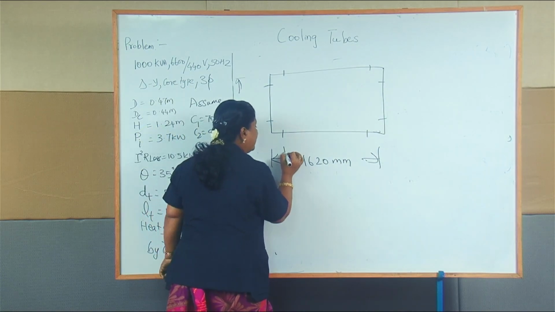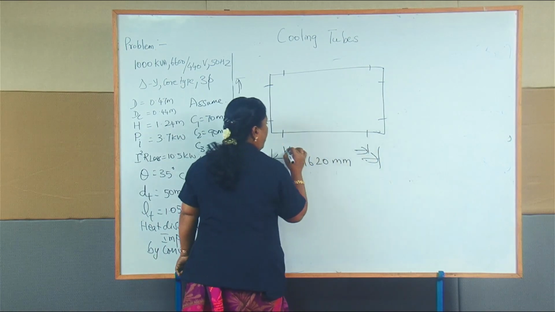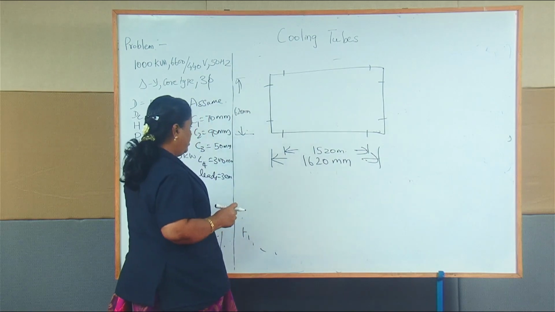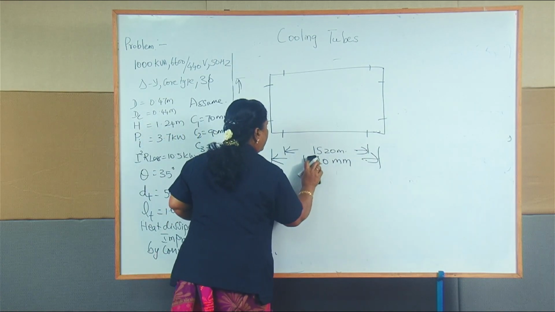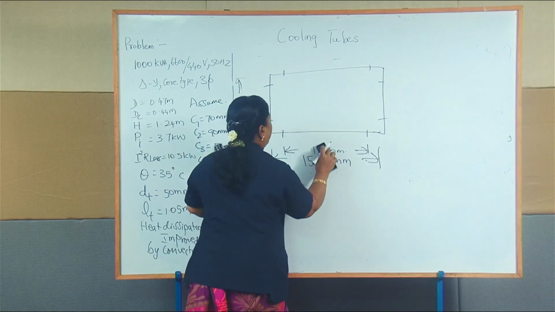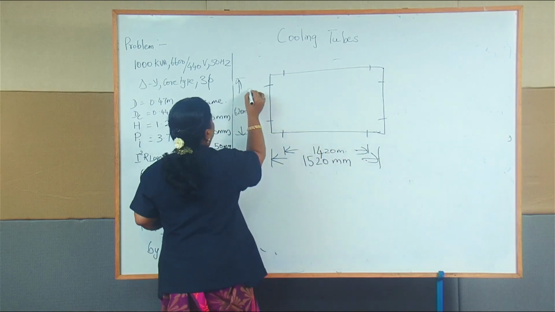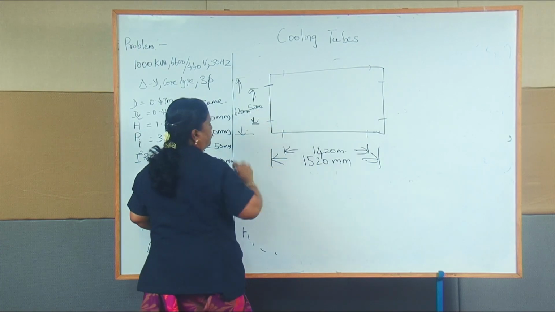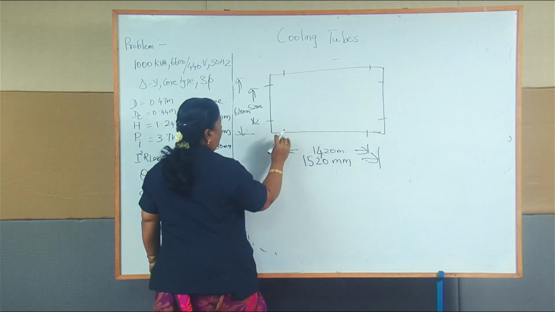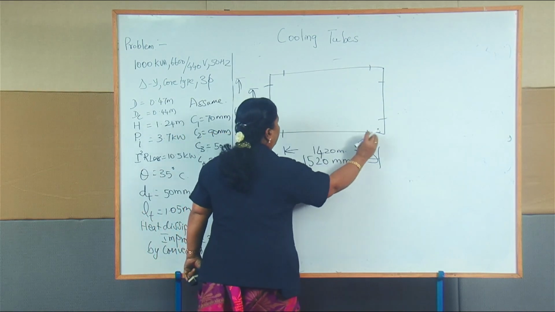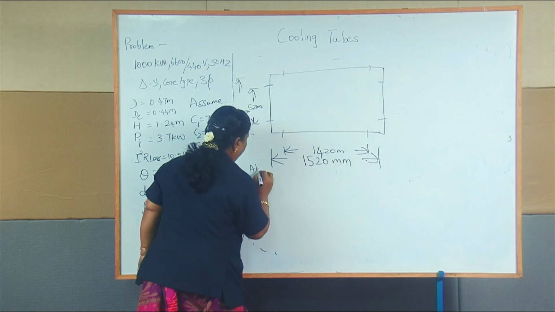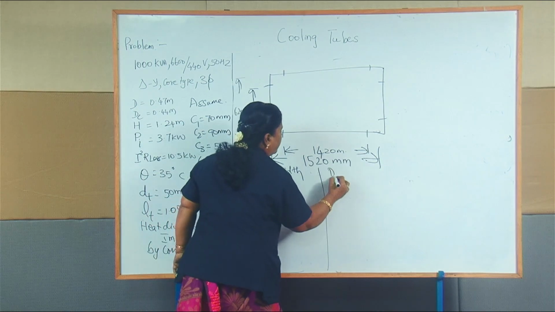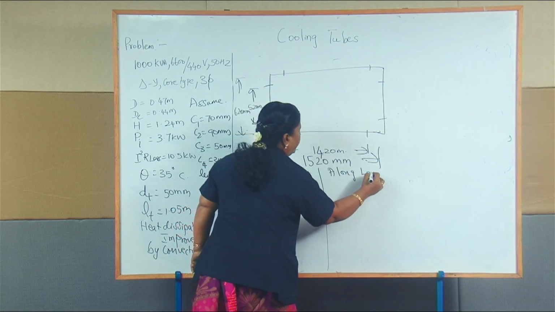So, what is the net length along which I have to place the cooling tubes? Now it will be reduced to 1520 mm, right. And along the other side it will be 520 mm. Now, we are going to estimate how many cooling tubes are required along the width, and similarly along the length, how many cooling tubes we have to keep.